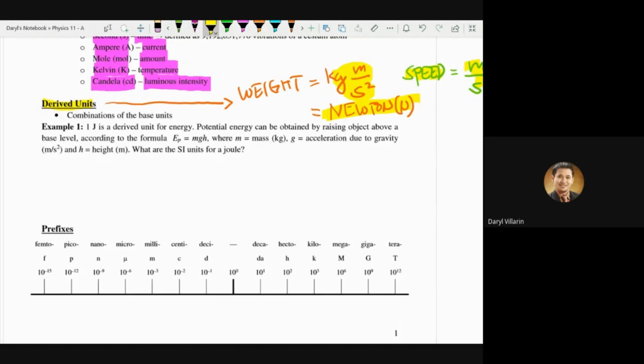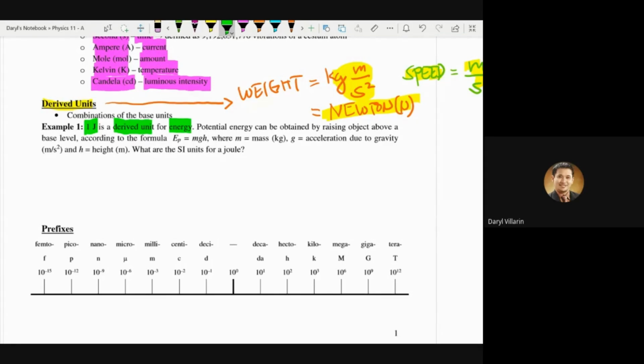Same thing with your joule. A joule is a derived unit of energy, because I think you've learned this in your Science 10, that joule is a unit of energy. So when we use the unit joule, right away we're talking about energy. Potential energy can be obtained by raising an object above a base level. As you have noticed, this is talking about gravitational potential energy. If you displace an object to a particular height, the object can gain potential energy.